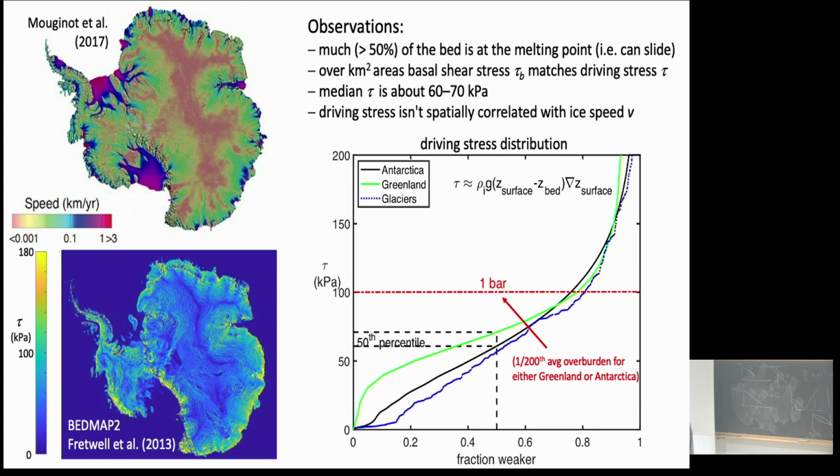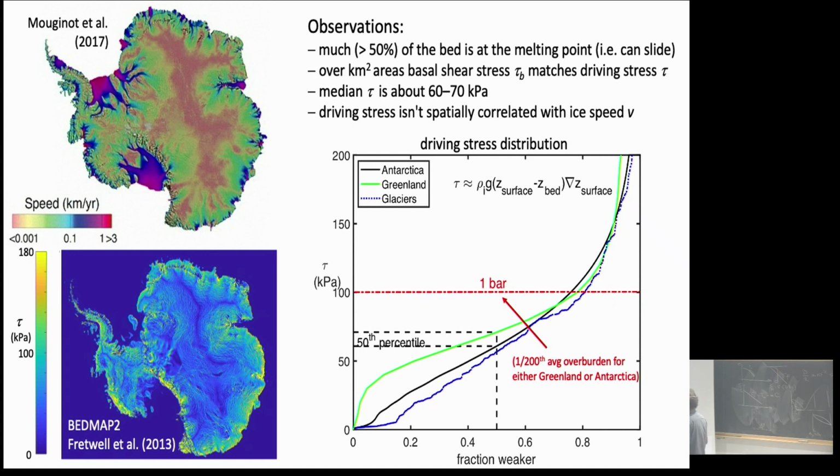The map is mostly quite blue, and the places where it's yellow and getting into the warm colors up here, those are the places where we trust it the least because those are kind of mountainous regions, and the bed data or the thickness data is slightly off, and we could probably do a better job. But the main point is that it's mostly blue, and if I contour up the cumulative distribution of the driving stress as a function of how much is weaker than that driving stress, I get this black line for Antarctica. I get this green line for Greenland, obviously.